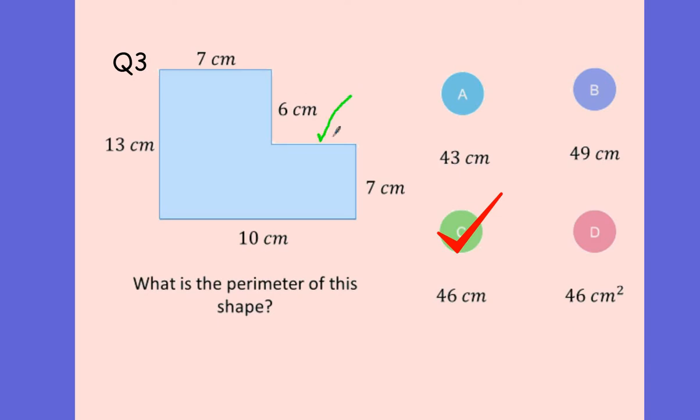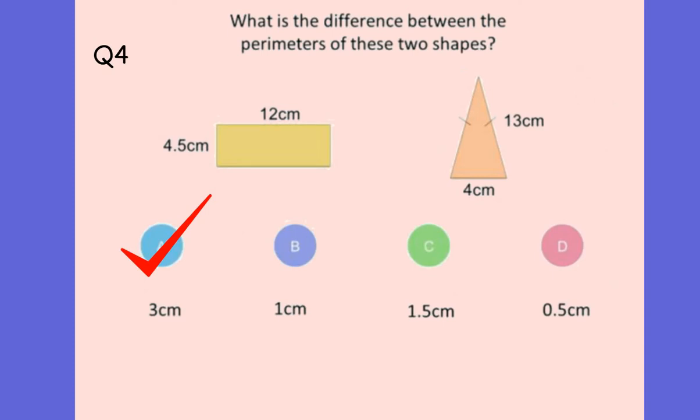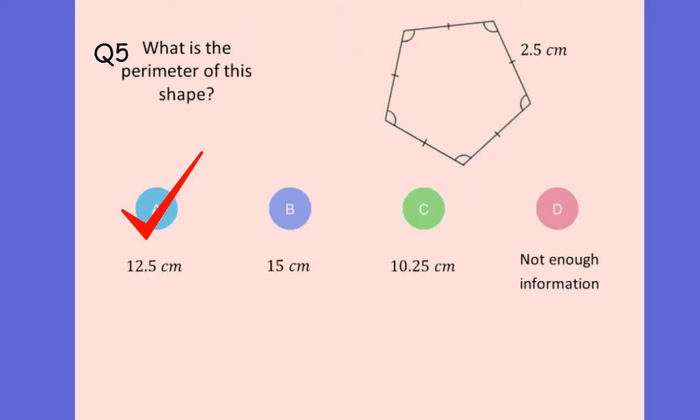Question number 3, you needed to work out what this length here was. This length here is 10 take away 7, which will give you 3, and then if you add those up, you get 46 centimetres. Note it's not centimetres squared because centimetres squared would be an area, and we're asked for the perimeter. Question number 4 for me, the difference between the perimeters of these two shapes was 3 centimetres. And question number 5, again 2.5 plus 2.5 plus 2.5 plus 2.5 plus 2.5 gives me 12.5. The correct answer was A.